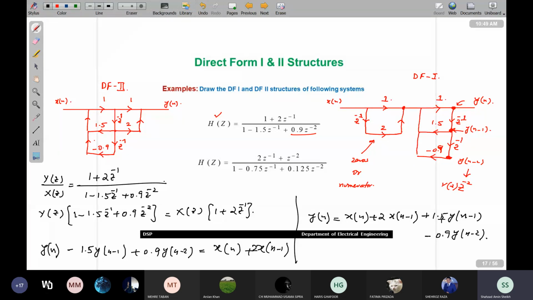So if you are writing it in this form, it is plus and it is coming as plus here. It is minus and it is coming as minus here. But if you are directly taking it from the transfer function, you will be reversing the signs of the denominator. Any question, beta? No, sir.